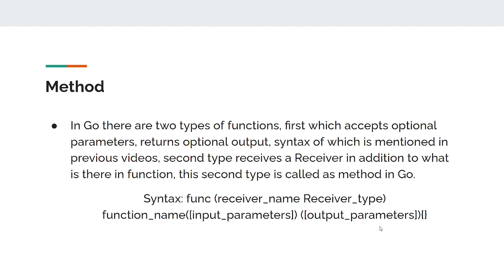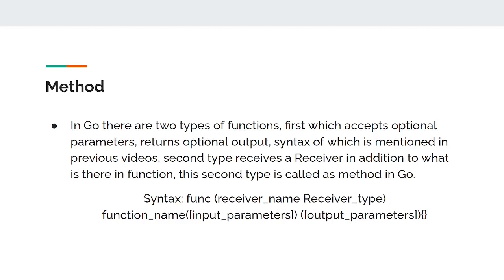Hello and welcome to the next session on GoLang. In this session, we'll learn important topics such as methods and interfaces. There are two types of functions. One is a function and another is a method. The first accepts optional parameters and returns optional output, and its syntax was mentioned in the previous videos. The second type is a receiver.